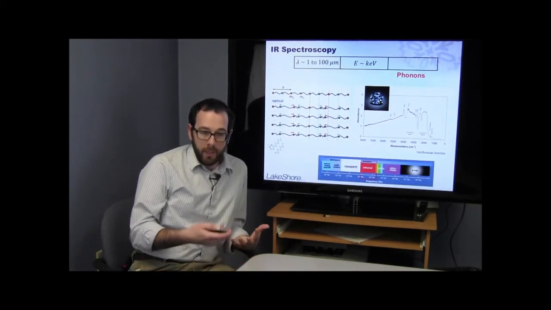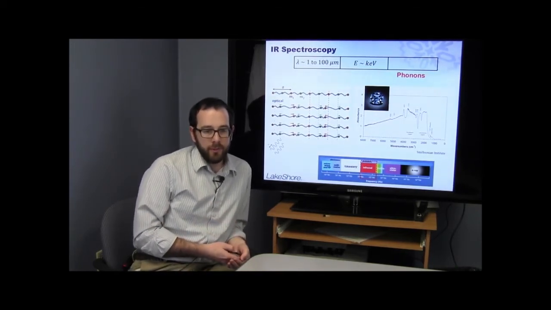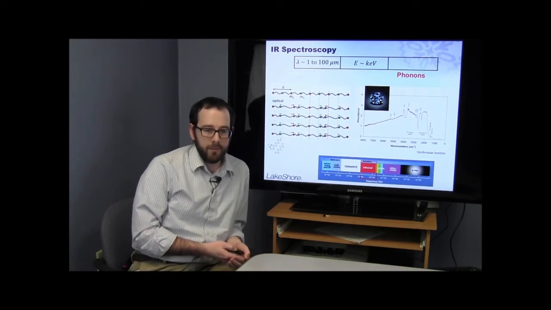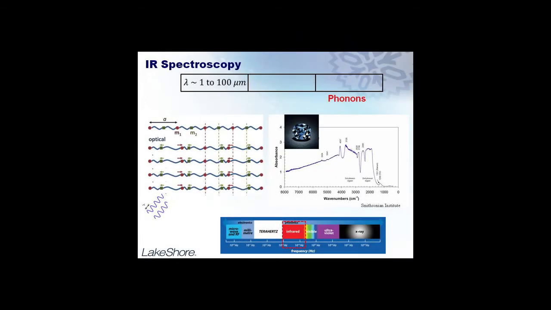Now we're going to move a little bit farther down in energy to longer wavelengths, into the IR region of light. In the IR region, our wavelengths are between about 1 and 100 microns, so these are fairly long wavelengths, and the energy that corresponds with IR radiation is commensurate with what are called phonons. And phonons are really crystal lattice vibrations.